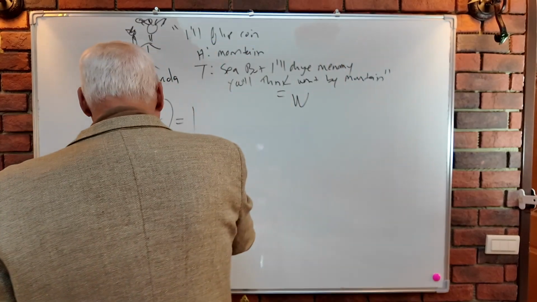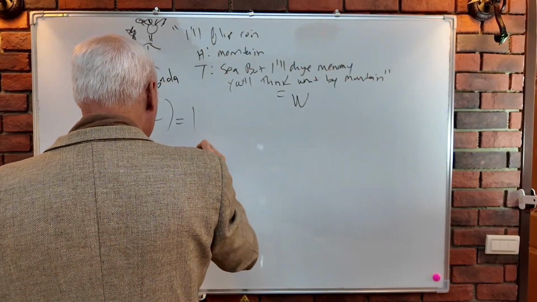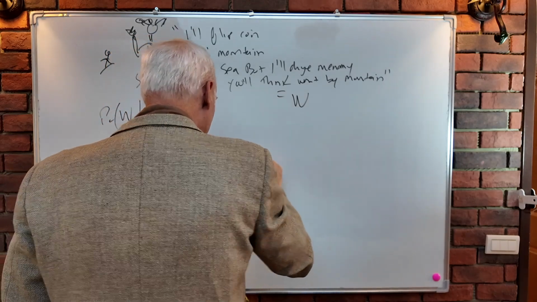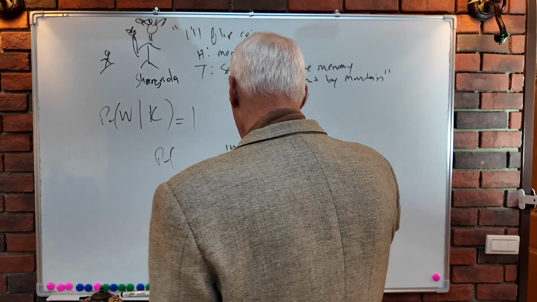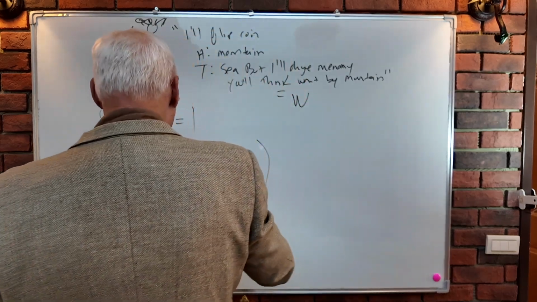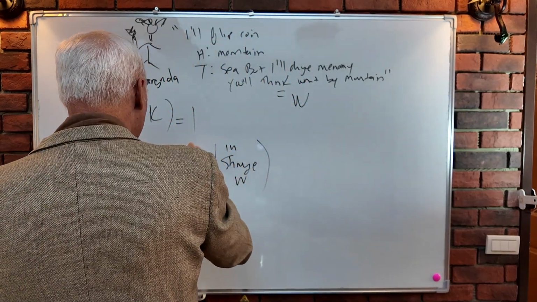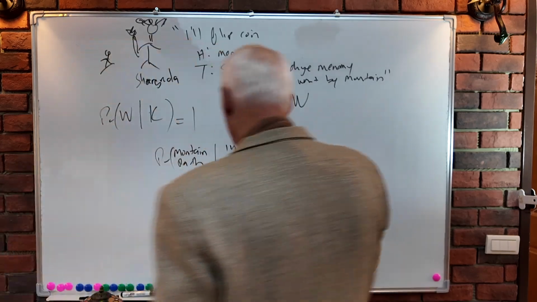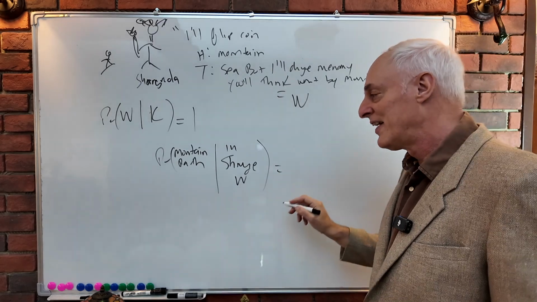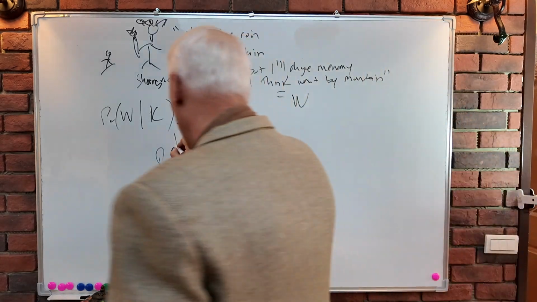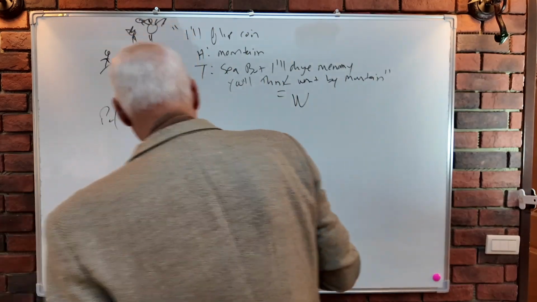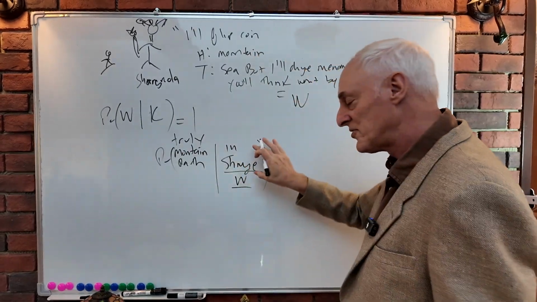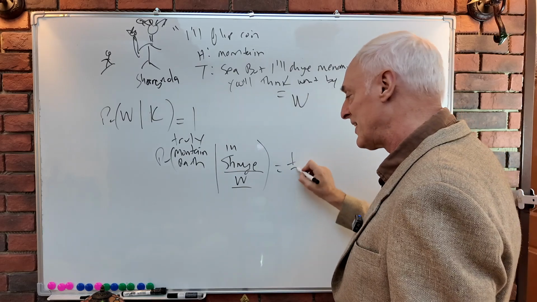So when you get there, you're in Shangri-La. The evidence is you're in Shangri-La, and you're going on the words. What's the probability you went by the mountain path? Well, the probability you truly went by the mountain path, if you're in Shangri-La and you believe the words, this is all the evidence that you have, well, that's a half.